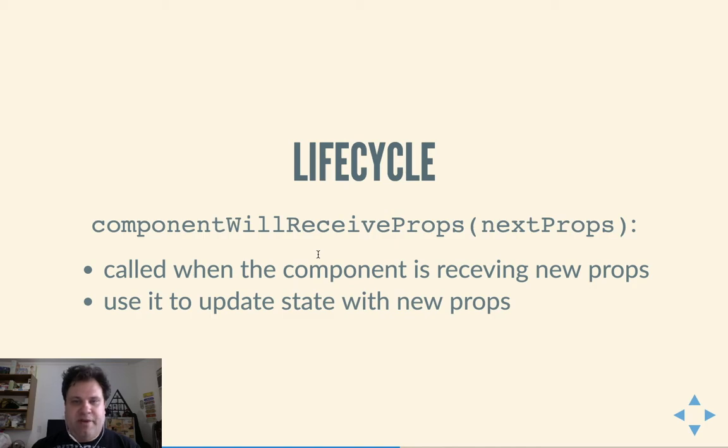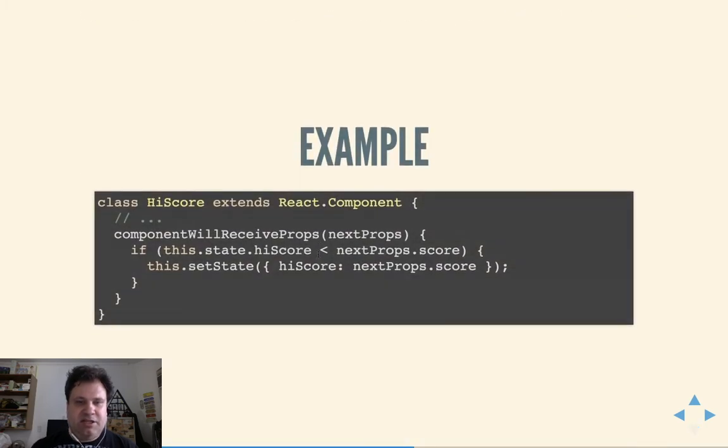Another lifecycle method that's used fairly often is componentWillReceiveProps. This is called when the component is receiving new props. And typically we want to use this callback to update the component's internal state with the new props that are being received. Let's see an example.